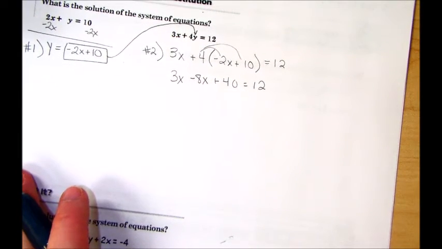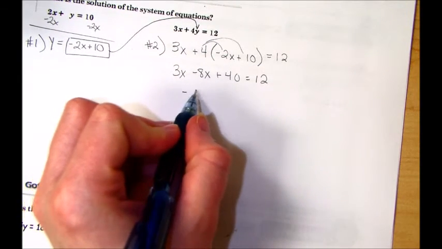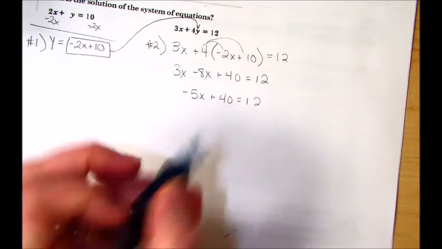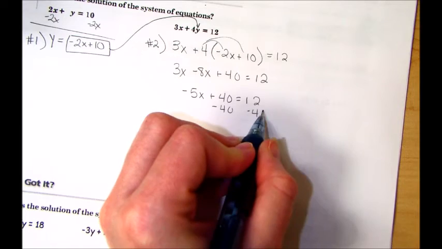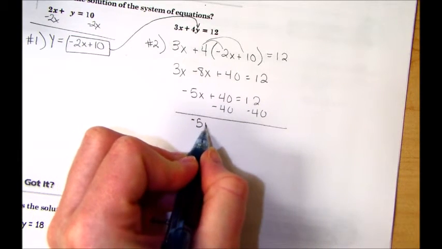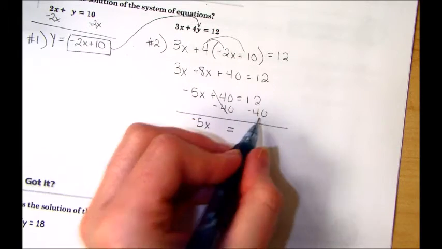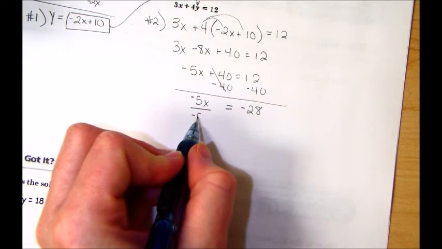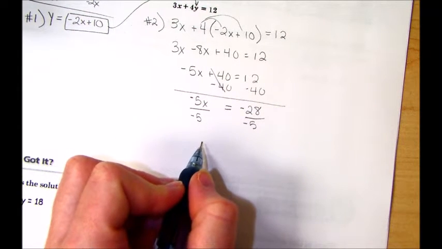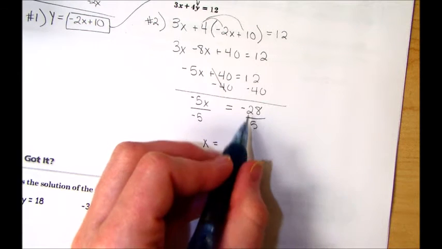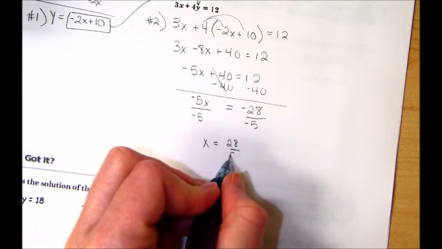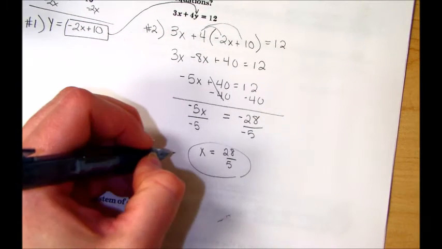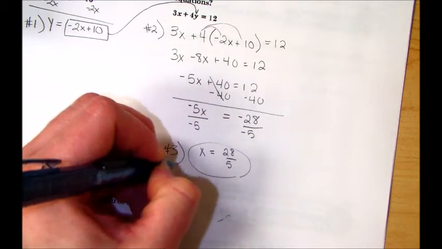Now it's a matter of solving. So I'm going to combine my like terms and get negative 5x plus 40 equals 12. I'm going to take away 40 from both sides, bring down the negative 5x. 12 minus 40 is negative 28, and divide each side by negative 5. So I have my x value as, that's going to make a positive 28 over 5 when I reduce. So this would be step number 3. All of this is solving.